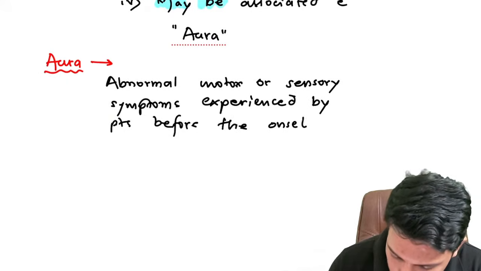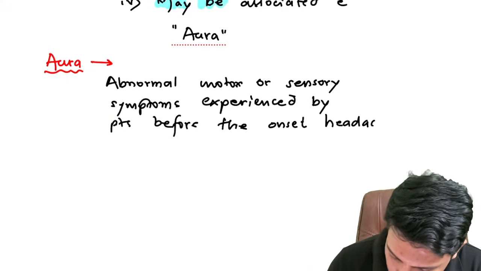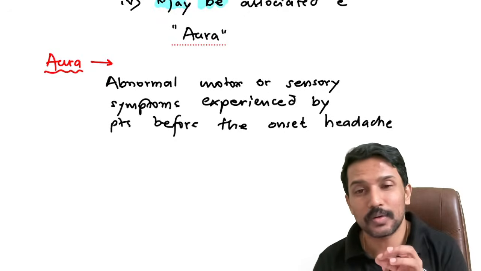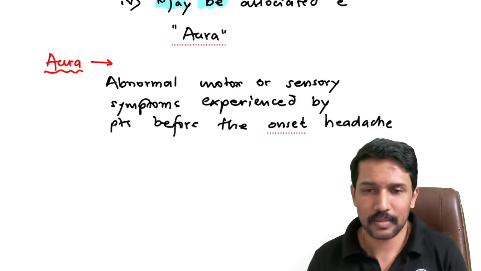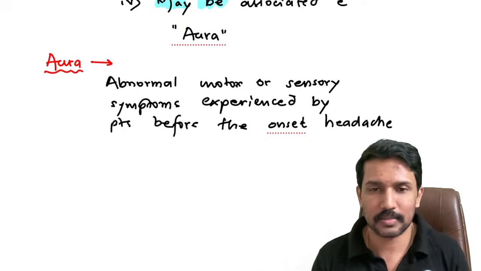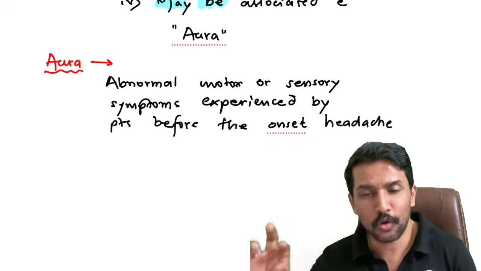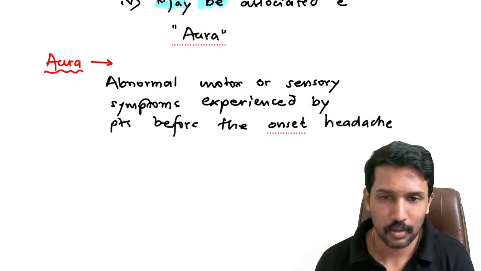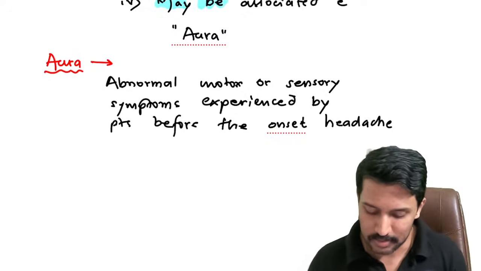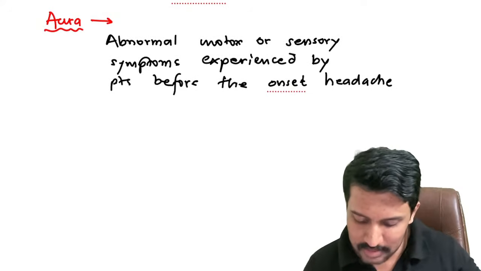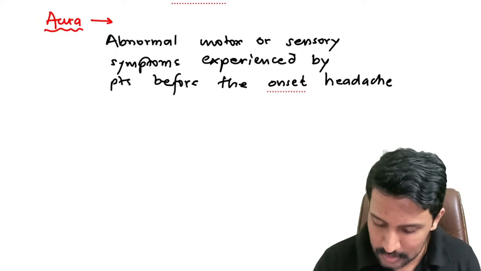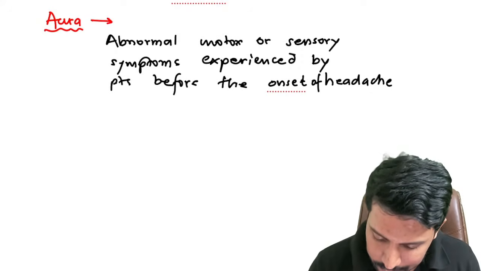Now I also want you to remember that many times the questions may also ask you to discuss about aura. So when there is a question on migraine for 20 marks and they have specifically mentioned discuss about aura, that means 5 marks or 4 marks are reserved for your discussion on the aura. So you have to clearly define what is it. These are abnormal motor or sensory symptoms experienced by patients before the onset of headache.